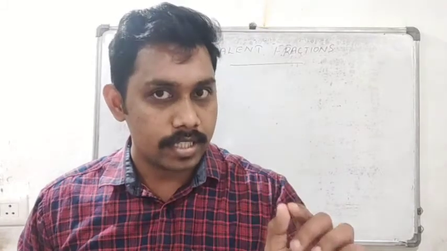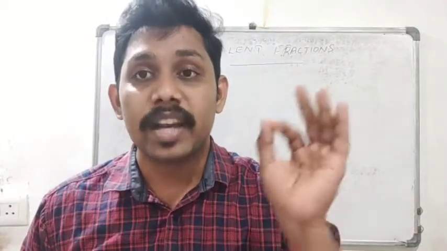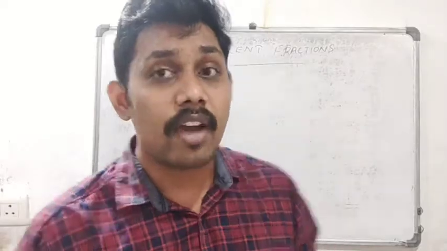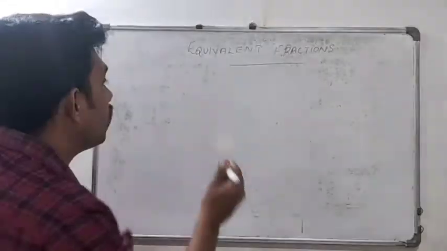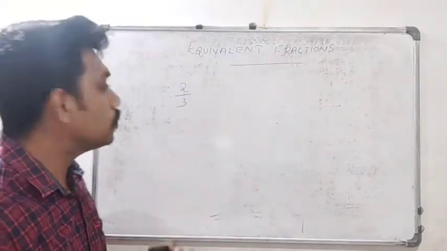Equivalent fractions, what do you mean by equivalent fractions? Equivalent fractions are the fractions we obtain by multiplying or dividing both the numerator and denominator of a given fraction by the same number. Okay, if we have a fraction, for example 2 by 3.